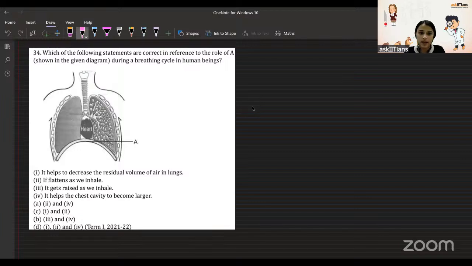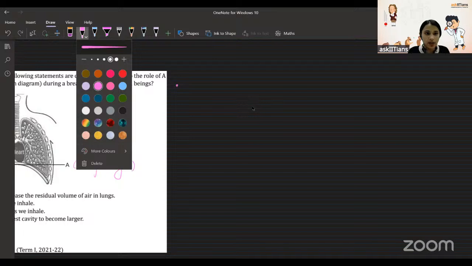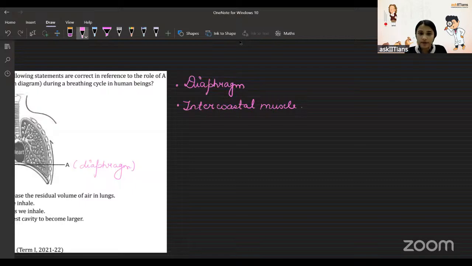Which of the following statements are correct in reference to the role of A during a breathing cycle in human beings? This A is representing your diaphragm. So see, during breathing, two muscles work together. One is your diaphragm and another one is your intercostal muscle, right? So during inhalation, what happens?